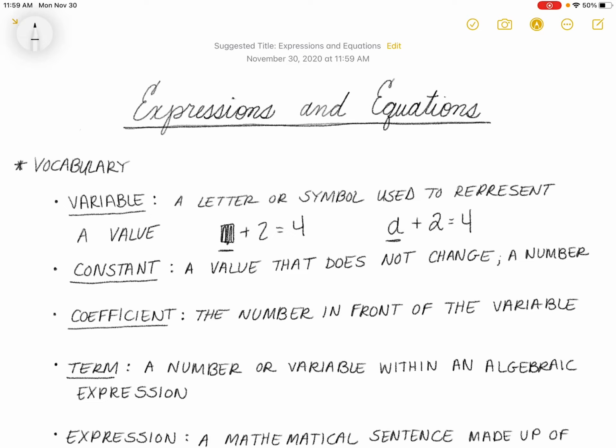Our next vocabulary term is constant. A constant is a value that does not change, or a number. For example, the number 3 is always going to be the number 3. It's always constant. It's never changing.